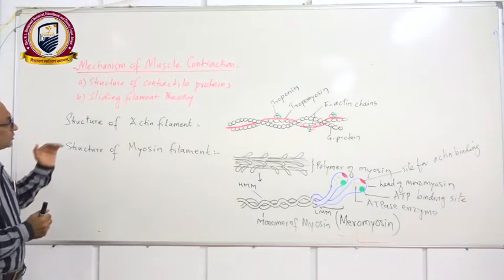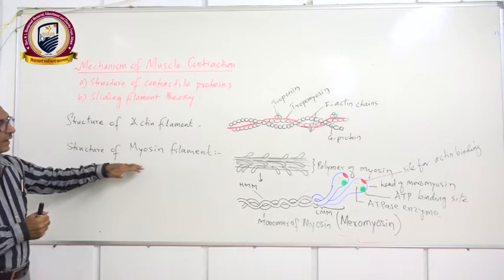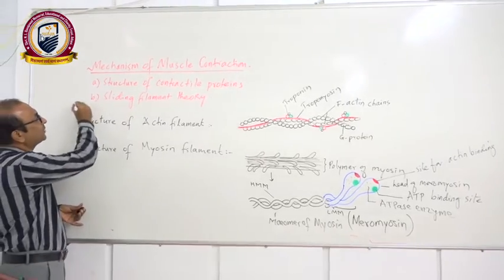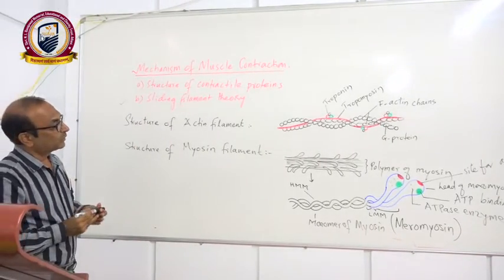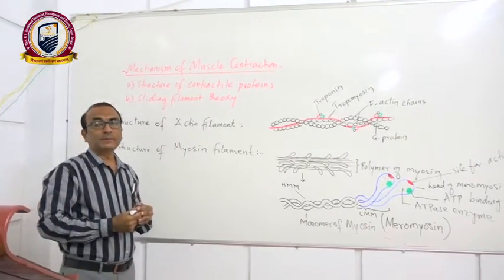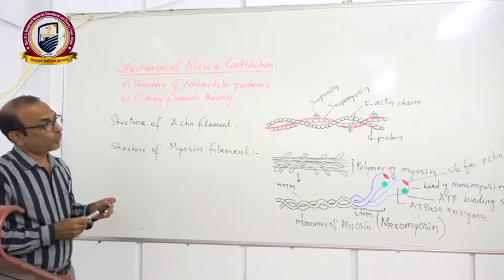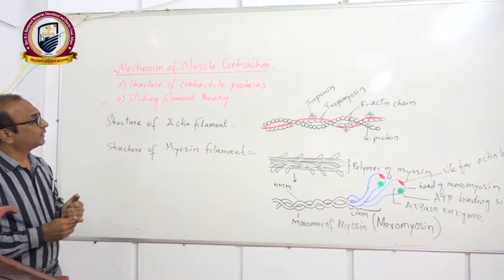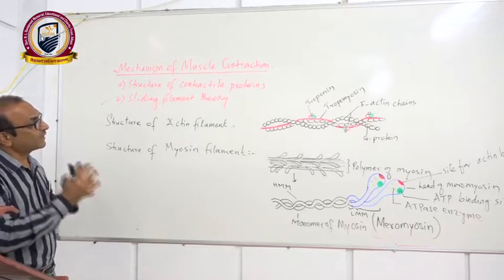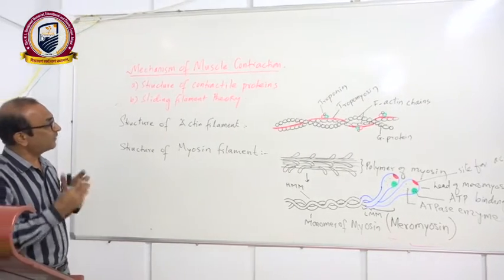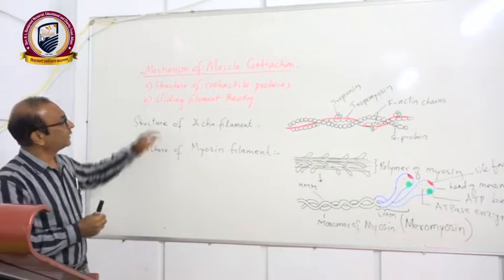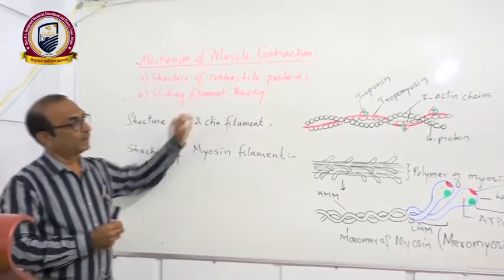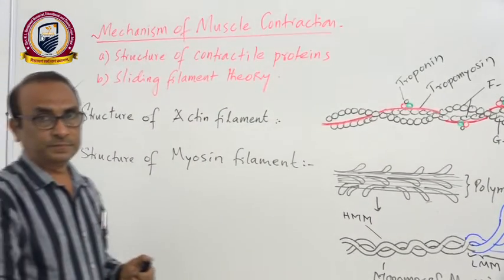Now we have seen the structure of the actin and myosin filaments. Now let us take up the sliding filament theory, because these two types of contractile proteins are important to understand how muscle contraction takes place. That is very well explained by a theory called the sliding filament theory. Let's take up that one.